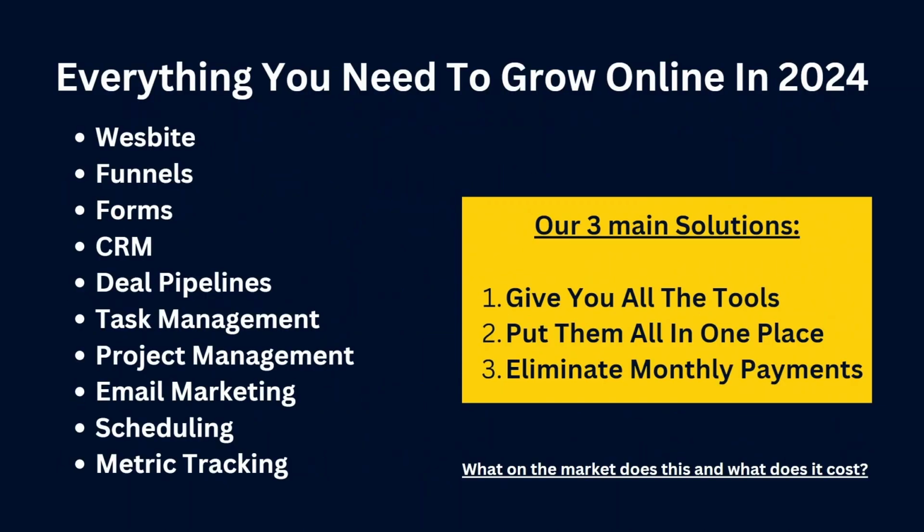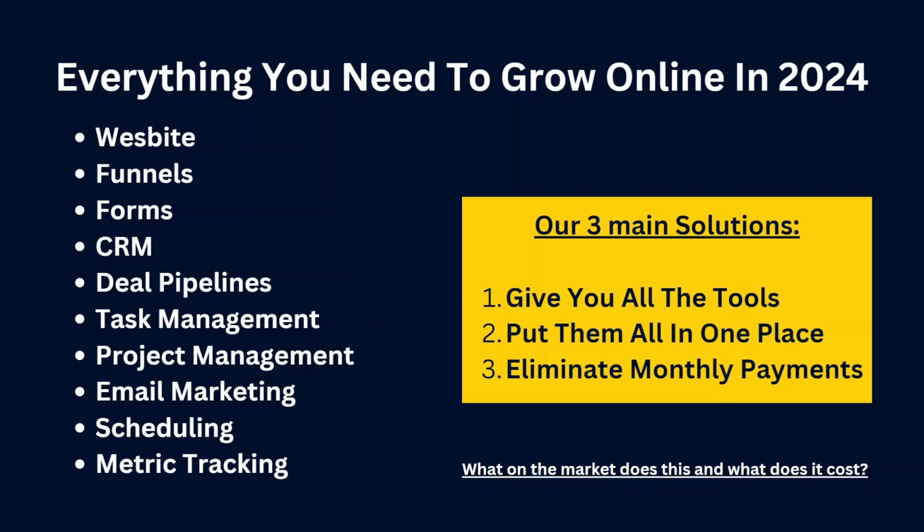As you may know, this is everything that you need to grow online in 2024. You'll need a website so that you could showcase everything that you have to offer to your leads and your customers. Then on top of that, you need funnels so that you could bring people through logical sequences to help them make it easier to make buying decisions. And then you also need forms so that you could capture things like name, email, phone number, or any other information that you need from your leads or your customers.